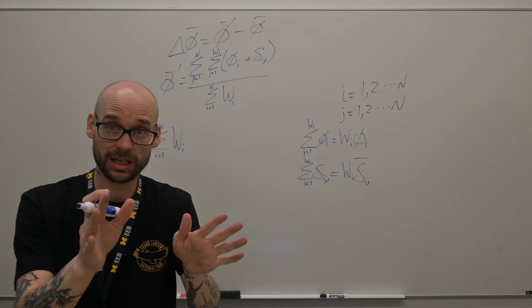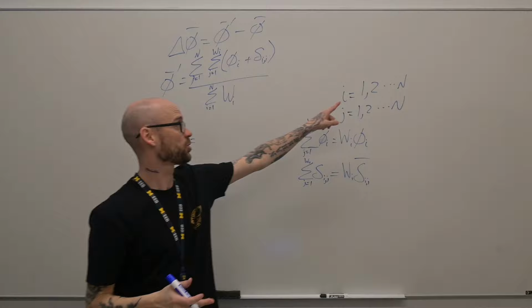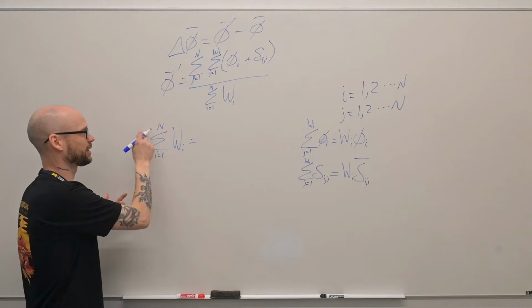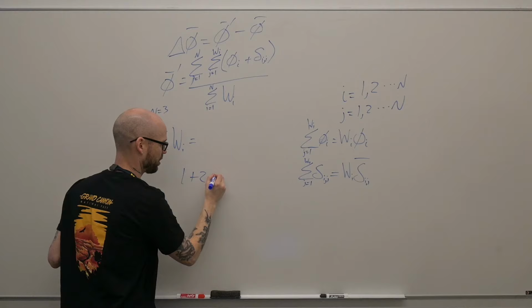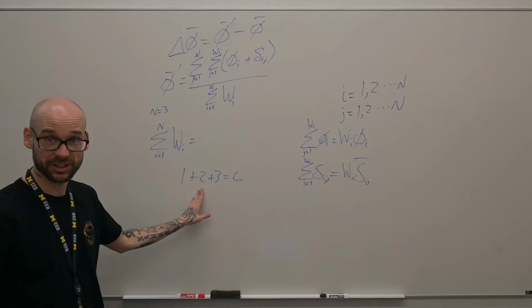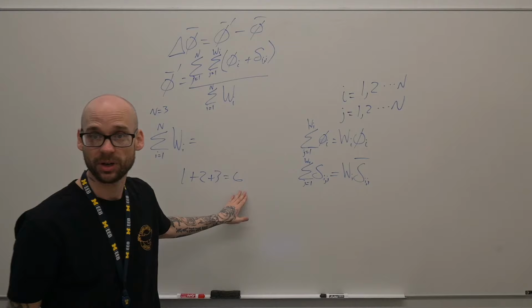Just like before, this w sub i is different across all individuals, from individual 1 to n. Right? And this is the difference in fitness, so the terms aren't the same. So again, let's say n is equal to 3, just like before: 1 plus 2 plus 3 equals 6. The fitness of individual 1 is 1, fitness of individual 2 is 2, fitness of individual 3 is 3, total is equal to 6. Right?